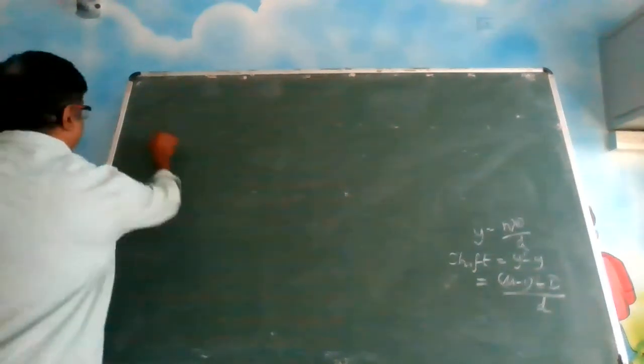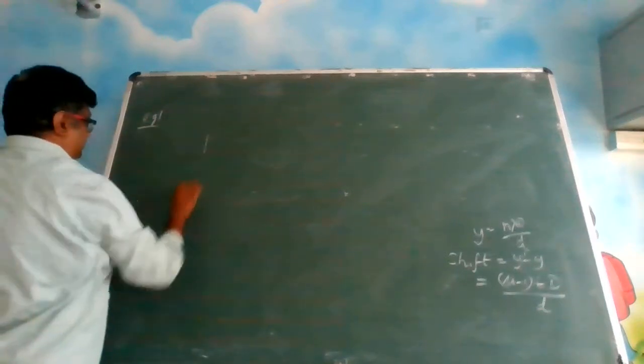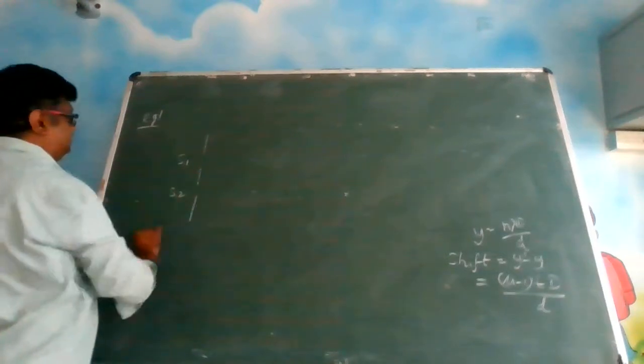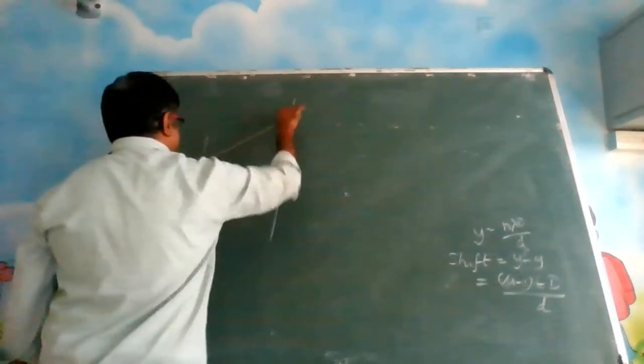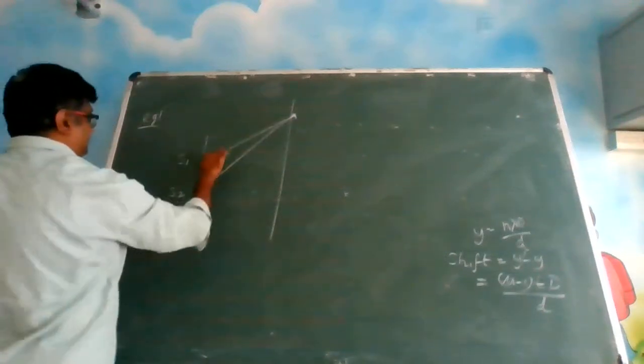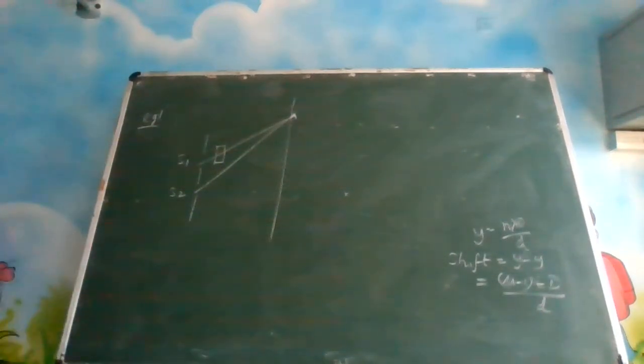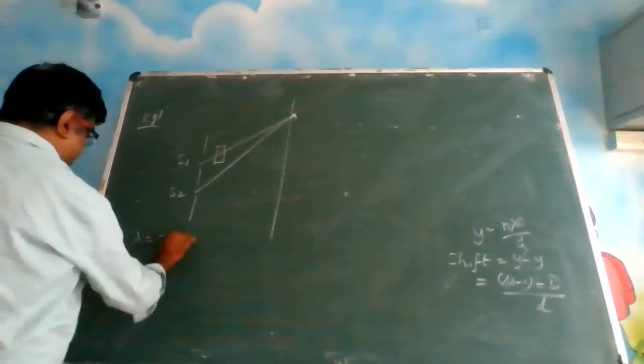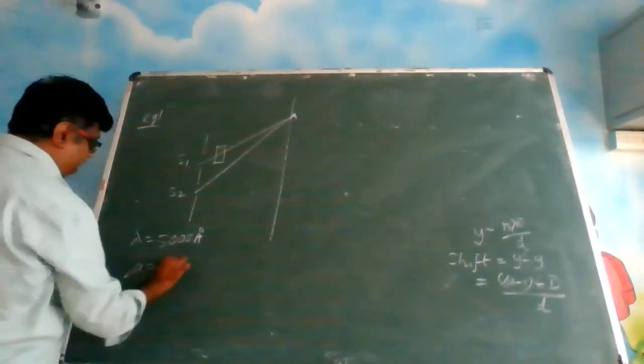So let us see a couple of small numericals. In example 1, a double slit experiment is conducted. This is the screen, and here a glass slab has been put, and the wavelength is 5000 angstrom. Now this glass slab has a mu of 1.5.